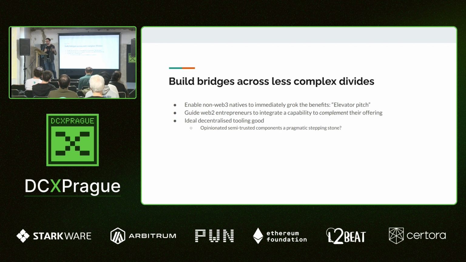I think I mentioned this before, that there's obviously the ideal we'll look towards, to be purely decentralized, fully decentralized to the nth degree, and that's what everyone should do. That's obviously maybe not realistic to begin with, except if you're serving the Web3 community. And so the opinionated, semi-trusted components are perhaps just a way of being a pragmatic stepping stone.